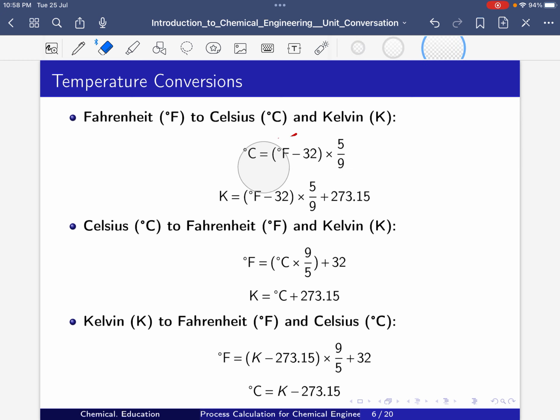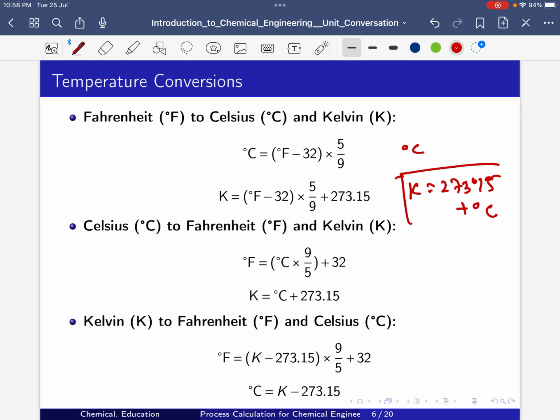Similarly, how do you convert degree Fahrenheit to Kelvin? First we convert to degree centigrade, and then Kelvin is 273.15 plus degree centigrade. That is easy, or otherwise we can remember K is equal to (degree Fahrenheit minus 32) into 5/9, plus 273.15. Similarly, Celsius to Fahrenheit.